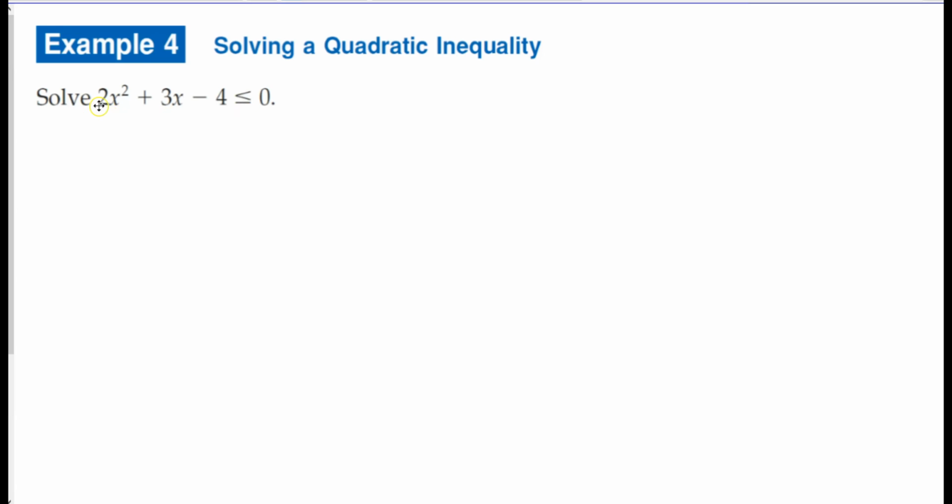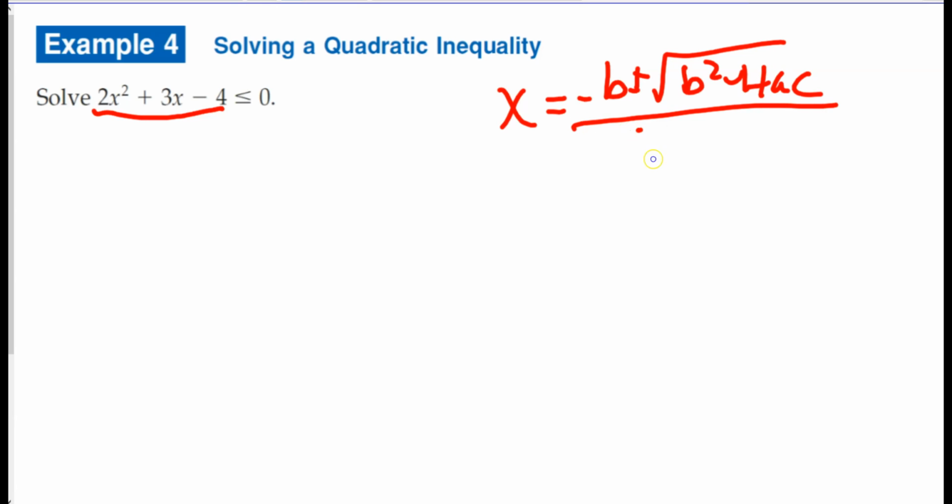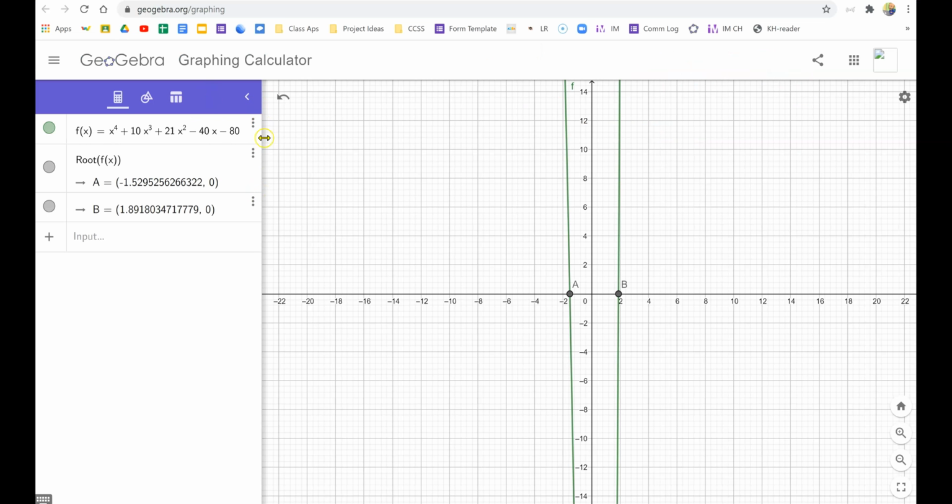Now in this example, 2x squared plus 3x minus 4, your textbook that I've been using actually asks you to use the quadratic formula, that is negative b plus or minus the square root of b squared minus 4ac over 2a, to find the solutions and then use your graph. But what I'd like you to do is just use the graph with the GeoGebra tool and find the solutions that way. So let's go back to the graphing calculator.